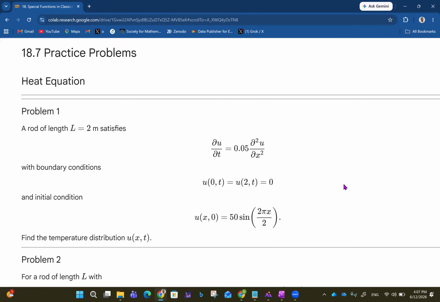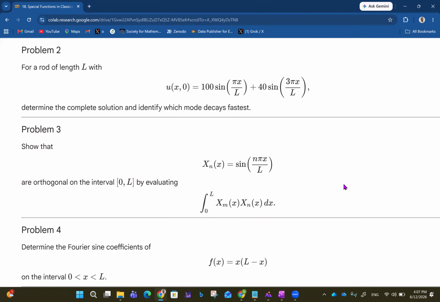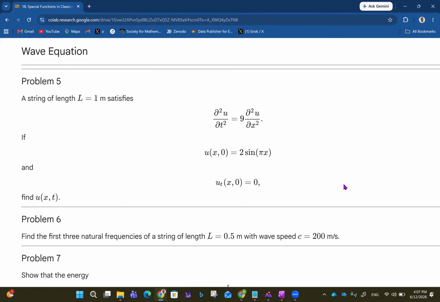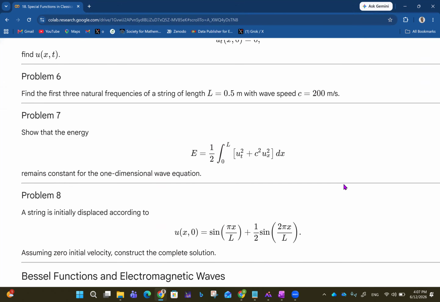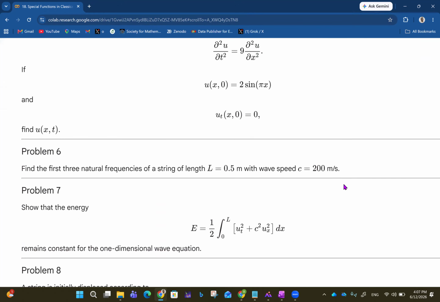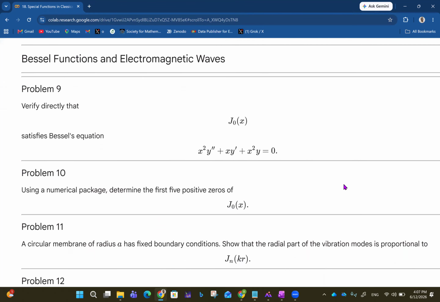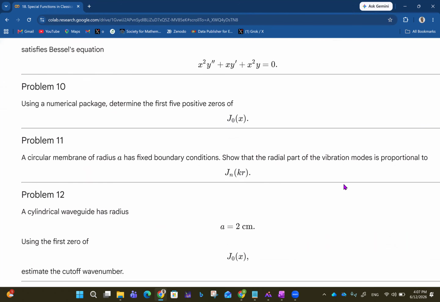So here we have problem 1, talking about heat equation. Then we have problems 2, 3, and 4, still on heat equation. Then for wave equation, we have problems 5 and 6 first. Then we have problems 7 and 8, still on wave equation. Then we have Bessel functions and electromagnetic waves. That's problems 9, 10, and 11. Then, of course, 12.